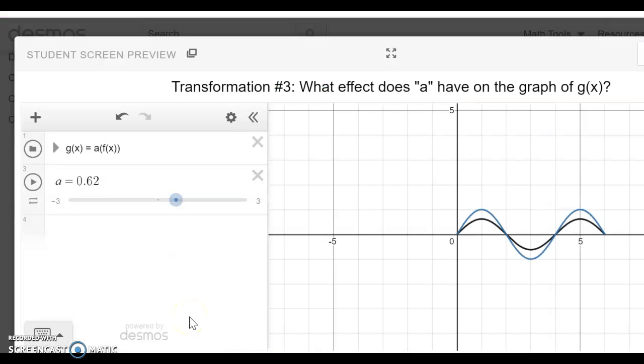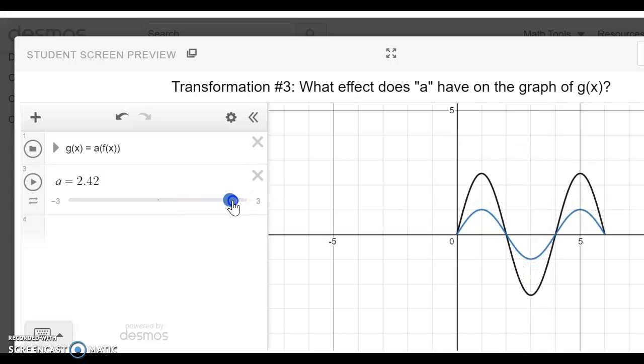All right, moving on to our next transformation, which is if we have some coefficient, some number that's being multiplied by f of x, what effect does that have on our graph? I could kind of understand if this was difficult to put into words, but this is what we call a vertical stretch.